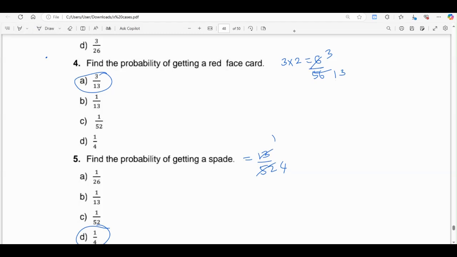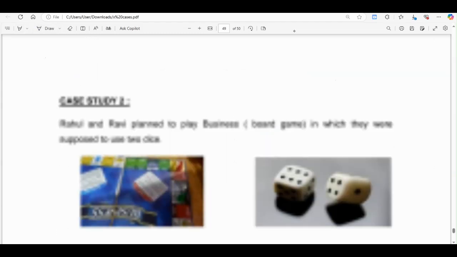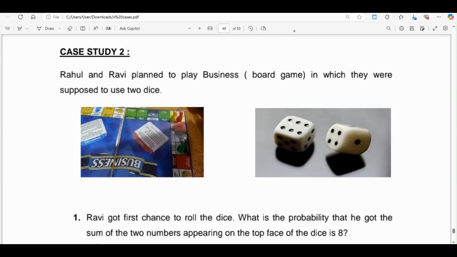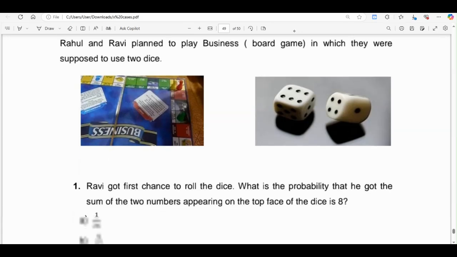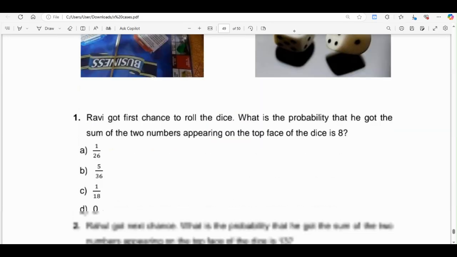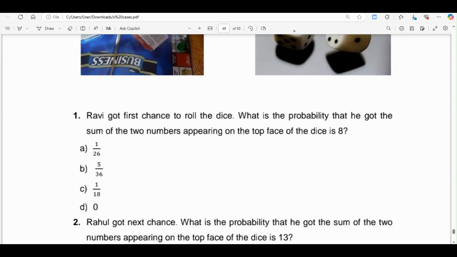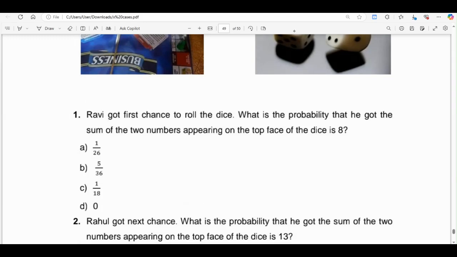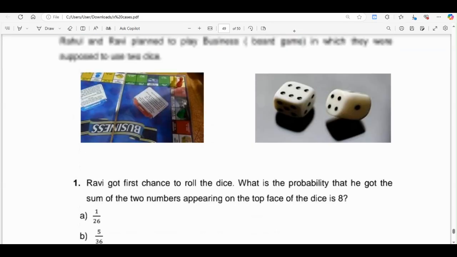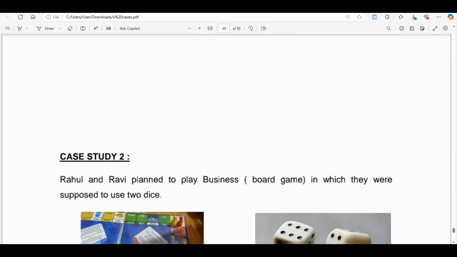You have the next question based on probability. The next case is: Rahul and Ravi planned to play a business board game in which they were supposed to use two dice. Ravi got the first chance to roll the dice. What is the probability that he got the sum of the two numbers on the top face of the dice as 8?